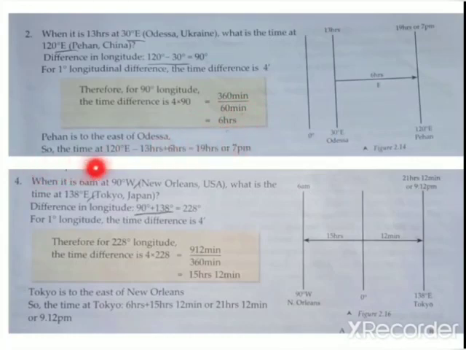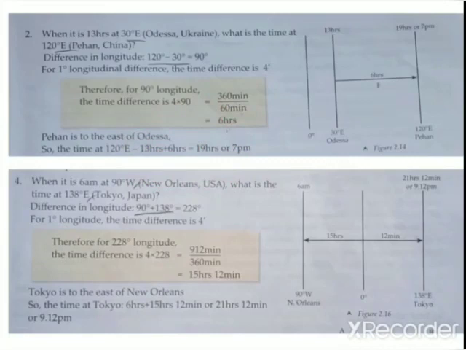So the time at 120 degree east is 13 hours plus 6 hours. Why do you have to add it? Because the place 120 is towards the east. Towards the east we have to add, so it becomes 19 hours or 7 p.m.